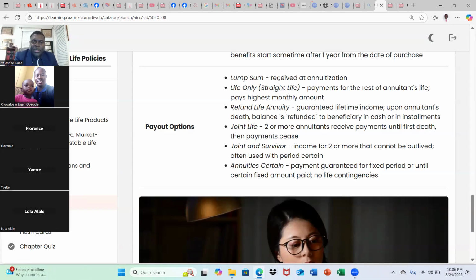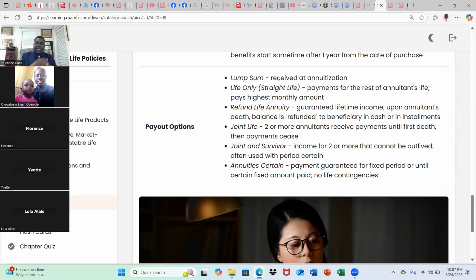Joint life annuity, there's a difference between joint life annuity and joint and survivor. Pay attention, you will see a question in the exam about this. Joint life annuity is an annuity that you create for two people, usually a husband and a wife. For joint life, when the first person dies, they stop paying. Joint life.